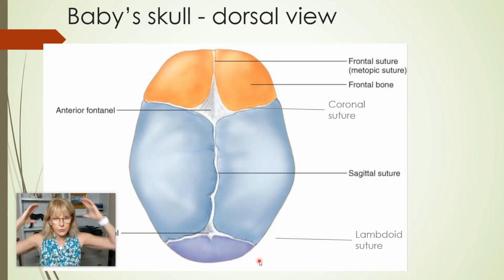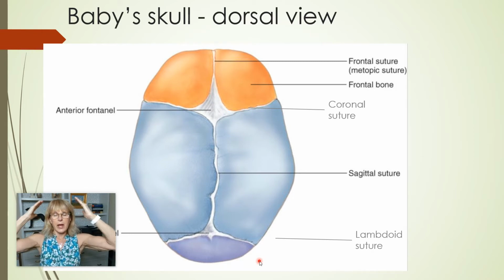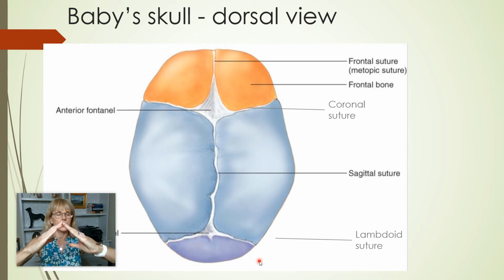No. So in the back of your head, the occipital bone kind of meets the parietal bones in an upside down V shape. And that looks like the letter lambda in Greek, so they called it the lambdoid suture.